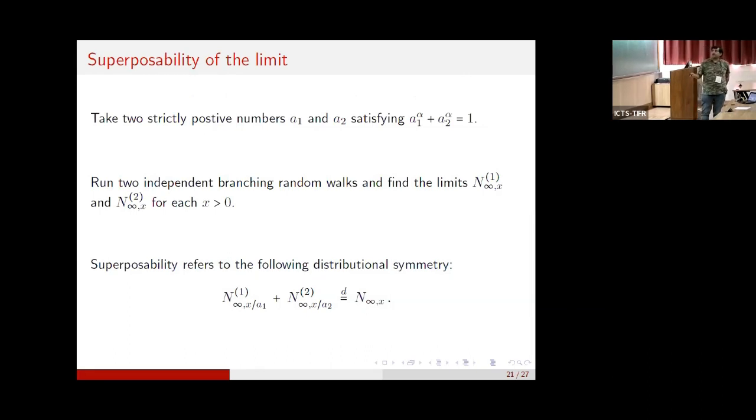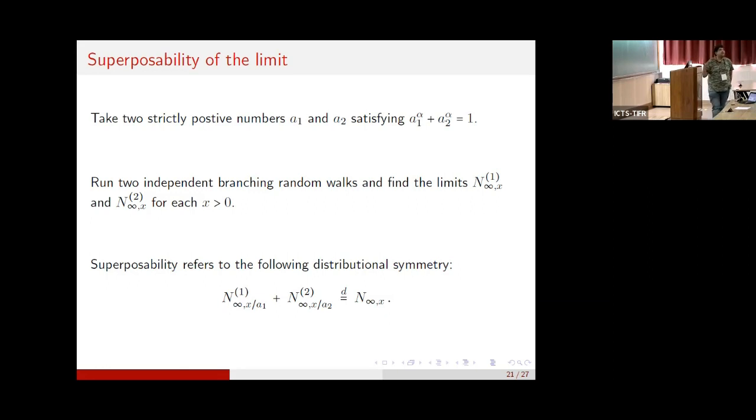Before I go on, I just want to tell you about the superposability symmetry that the limit satisfies. Suppose A1 and A2 are two positive real numbers satisfying this equation. You run two independent branching random walks and calculate these limits in the two systems independently. Superposability means the following distributional symmetry: in the first one, you look at the number of particles that are away from 2 power n times x over a1, and in the second one the same thing with x over a2, and then you take the sum. This has the same distribution as the limit n infinity x.